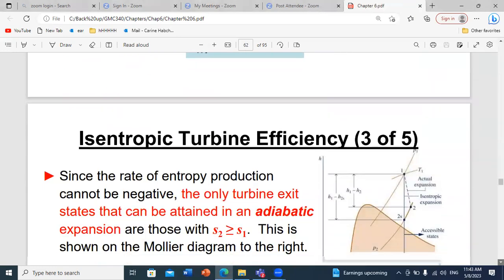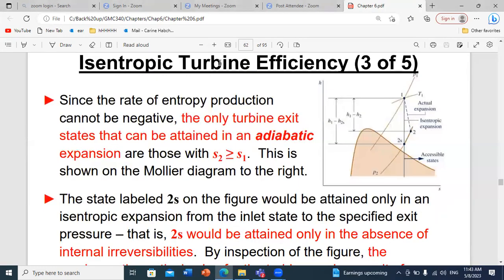So if you go to this graph, it's impossible to have the process like this, because if I draw the process like this, S2 comes out smaller than S1, and according to the second law of thermodynamics this is not possible. I should be above this point, so S2 is larger than S2S, which is S1. So S2 is larger than S2S or S1 for a non-reversible process.